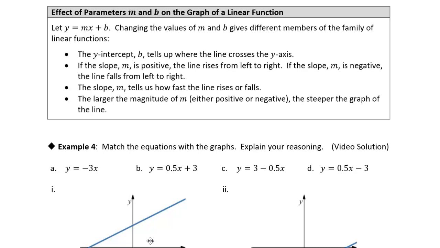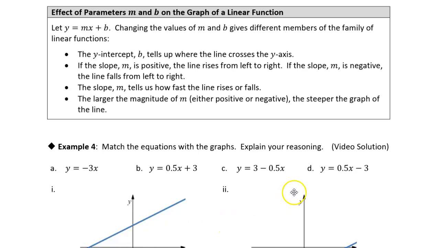M is the slope. It's the average rate of change. It's rise over run, and so it's telling us how y is changing with x. If it's positive, then y is increasing as x increases. If the slope is negative, that means the y value is decreasing as x increases. Slope tells us how fast the line rises or falls, and the bigger the magnitude of m, either positive or negative, so the magnitude is just without any sign, the larger the number is, the steeper the graph.